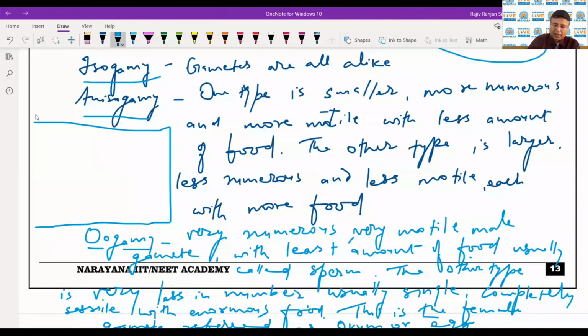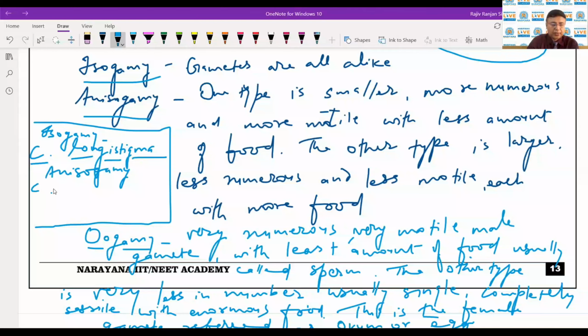So isogamy is found in Chlamydomonas longiseta. Anisogamy is found in Chlamydomonas braunii, and oogamy is found in Chlamydomonas coccifera.